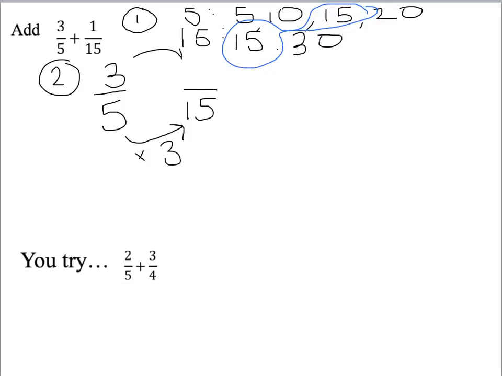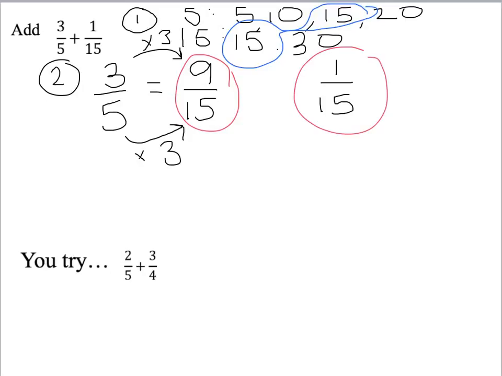Whatever we did to the denominator, we also have to do to the numerator. So we're going to multiply 3 times 3. 3 times 3 is 9. So the equivalent fraction to 3 over 5 is 9 over 15. Well, let's do it for the next one. 1 over 15. Oh, whoopee! It's already over 15. We don't have to do it again. So our two fractions are 9 over 15 and 1 over 15.